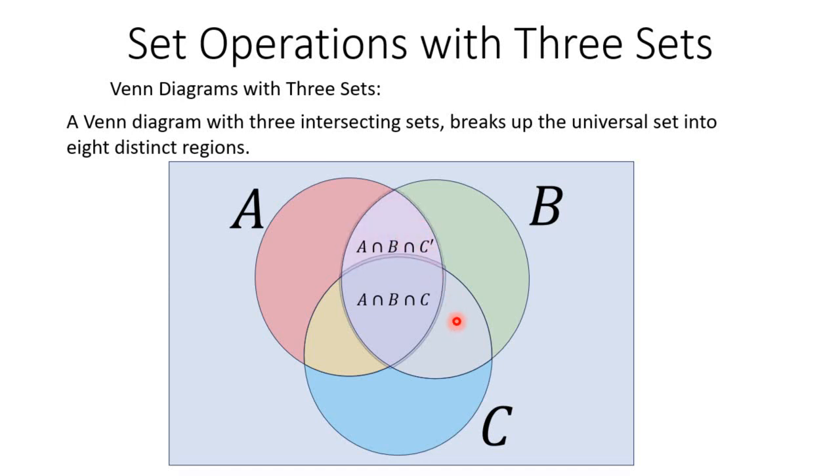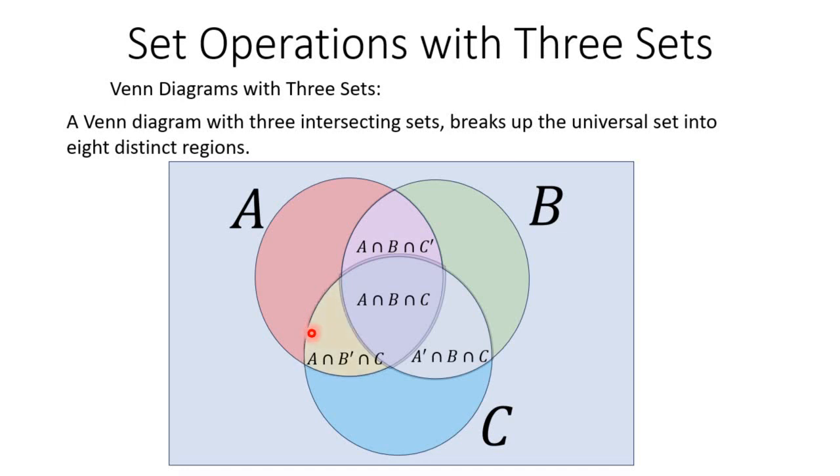Next one is the intersection of B and C excluding anything in A. So that's B and C and not A. And the next one is the intersection of A and C excluding B. So that's A and C and not B. All right, so those are the disjoint subsets that are in the overlapping parts.